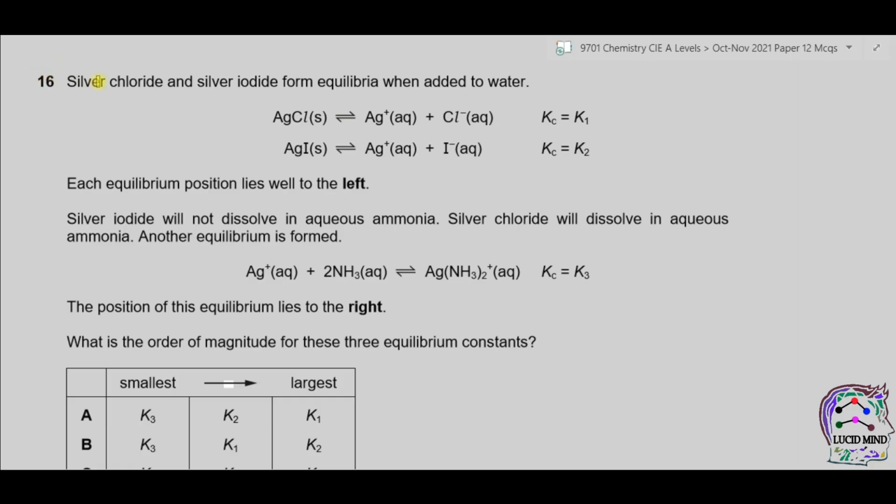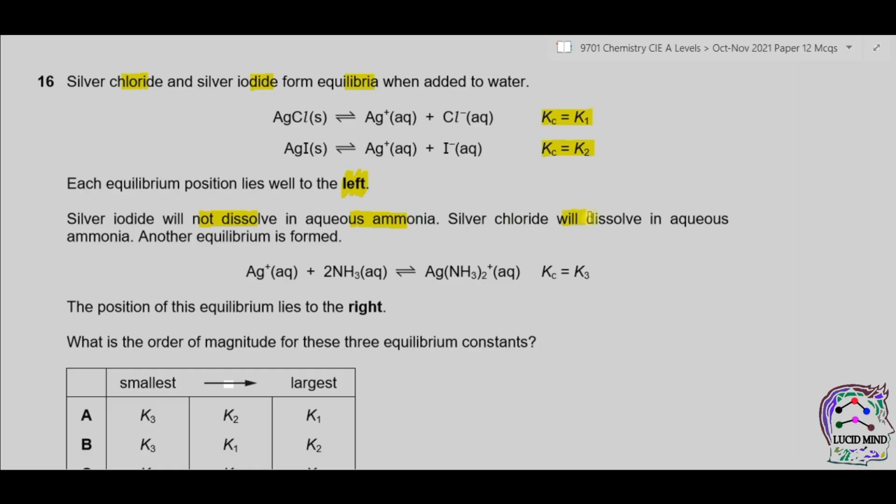Question 16. Silver chloride and silver iodide form equilibria when added to water. This is silver chloride, it forms Ag+ and Cl-, Kc is equal to K1. Silver iodide forms its ions, Kc is represented as K2. Each equilibrium position lies well to the left. It means that these are almost insoluble. Silver iodide will not dissolve in aqueous ammonia.